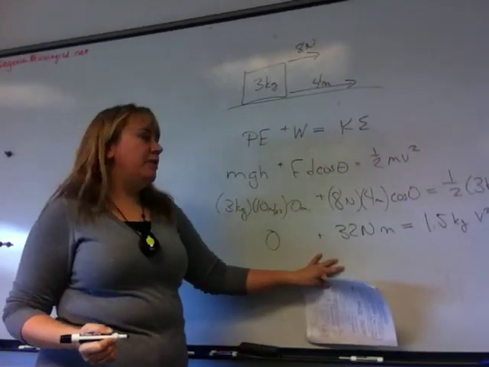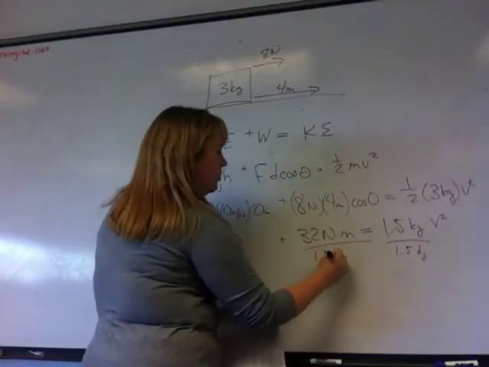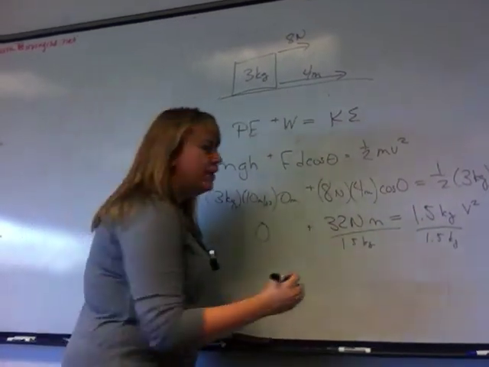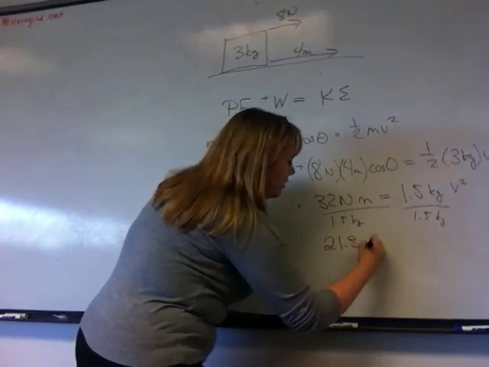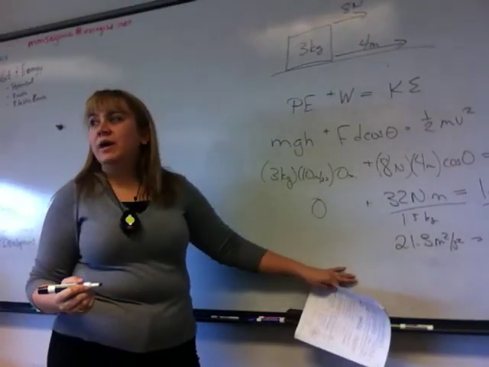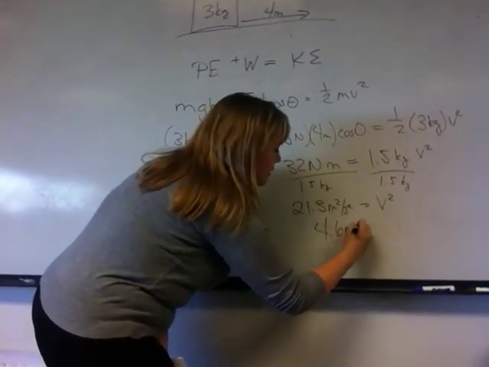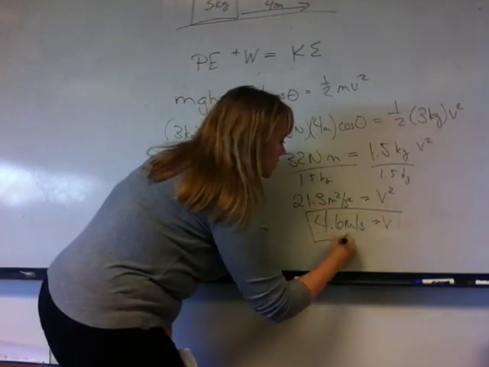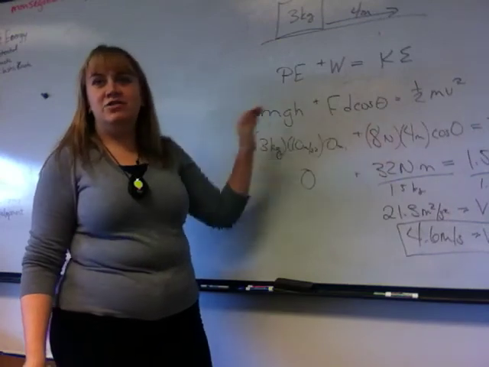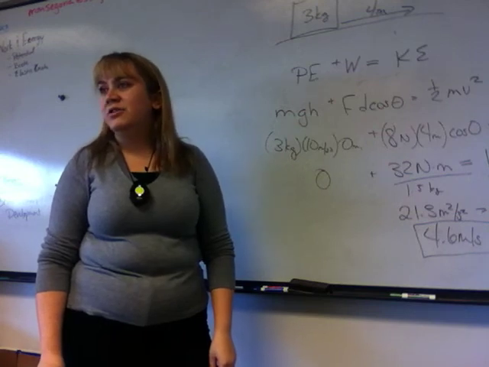So when we calculate that one out, we're going to divide both sides by 1.5 kilograms. You're going to end up with 21.3 meters squared per second squared equals v squared. And the square root of 21.3 is 4.6 meters per second equals velocity. So, again, I skipped a lot of the general algebra stuff in there because you guys have your stuff and you can go back and do that and get those numbers on your own. All right?